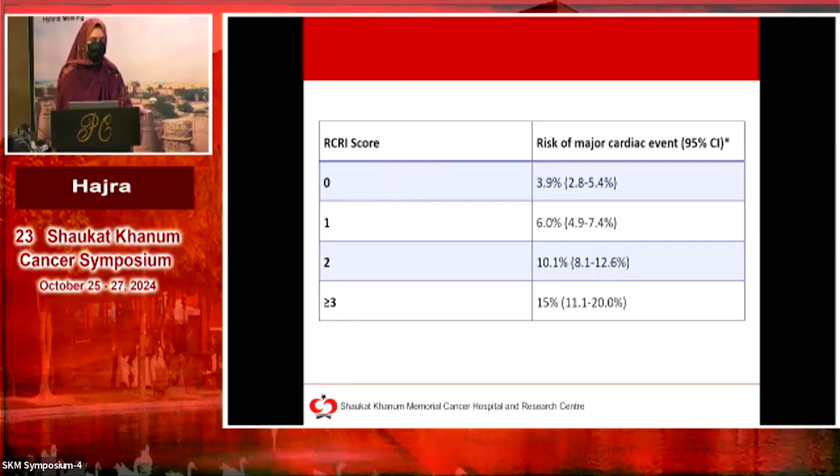As per the RCRI score, if a patient has a score of 0, 1, 2, or greater than or equal to 3, they have a risk of major cardiac event of about 3.9, 6, 10, and 15% respectively.